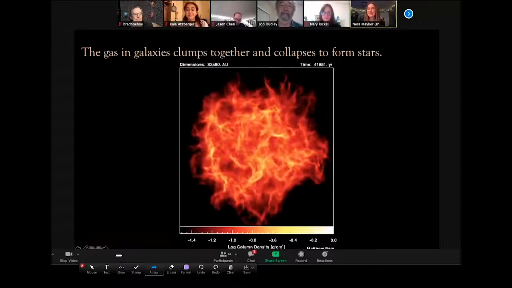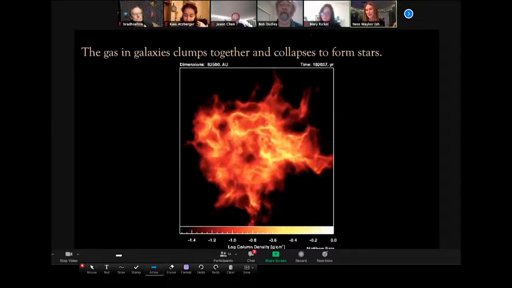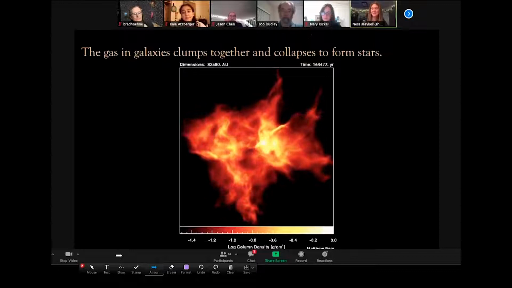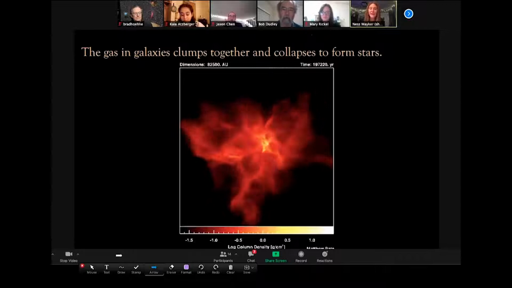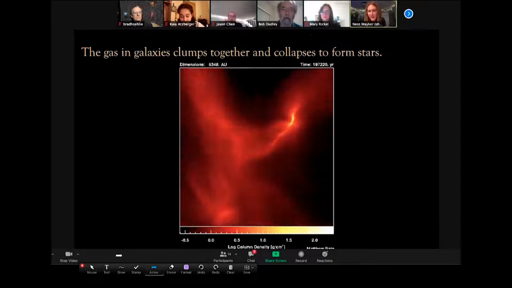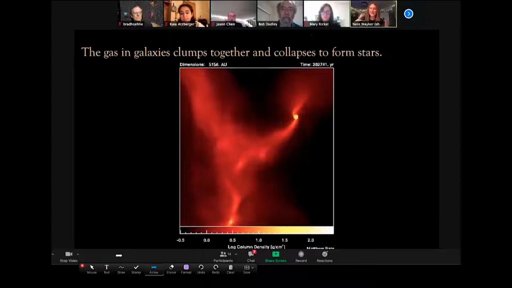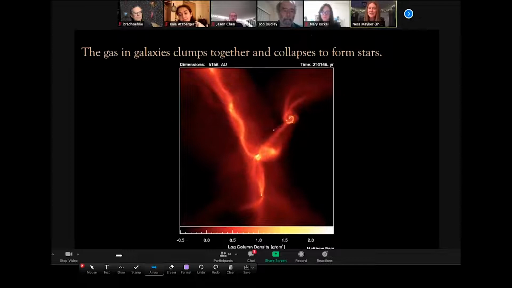So this is a simulation of what happens if you leave gas alone and let it do its thing. Sometimes you have to push on it a little bit, give it a little bit of turbulence to get it moving. And then the gas will start to clump together under its own gravity, and interesting things will happen. In this simulation, the lighter colors are where it becomes denser. So we started with this gas, but this yellow is becoming molecular clouds. We're getting these clouds forming.